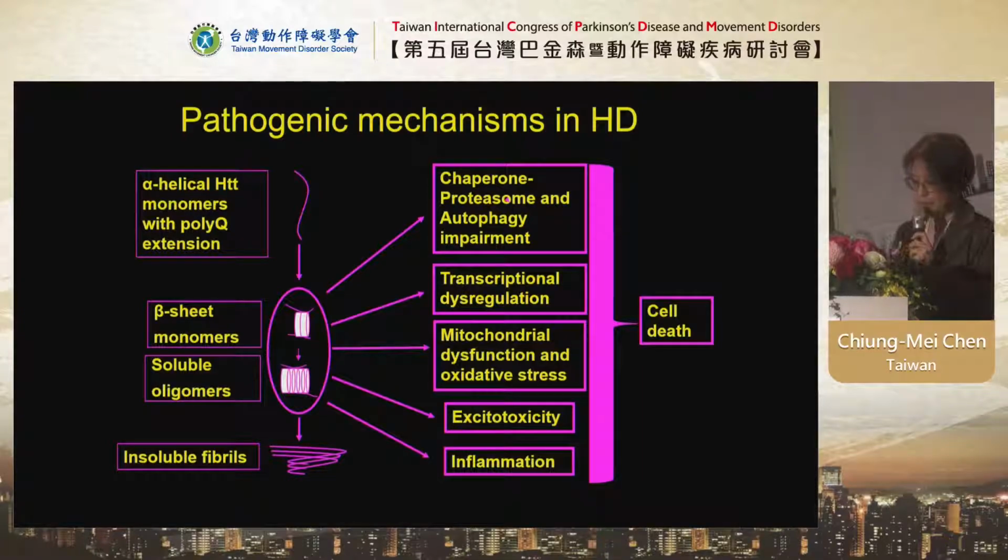And we know beta sheet monomer or soluble oligomers are toxic to neuron, and they cause neuronal loss by the following pathway, including chaperone, proteasome, autophagy impairment, transcriptional dysregulation, mitochondrial dysfunction, increased oxidative stress, excitotoxicity, and neuroinflammation. And neuroinflammation, Dr. Chen, Yizhuang will talk of them in detail later.